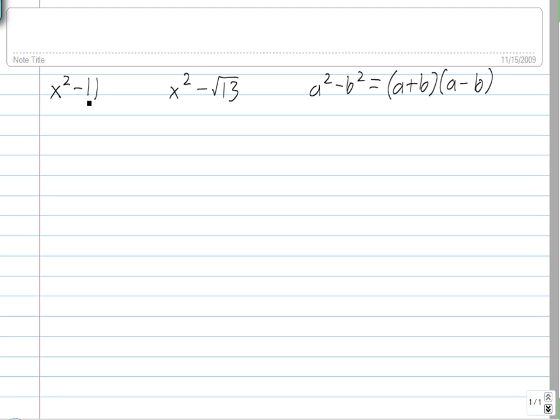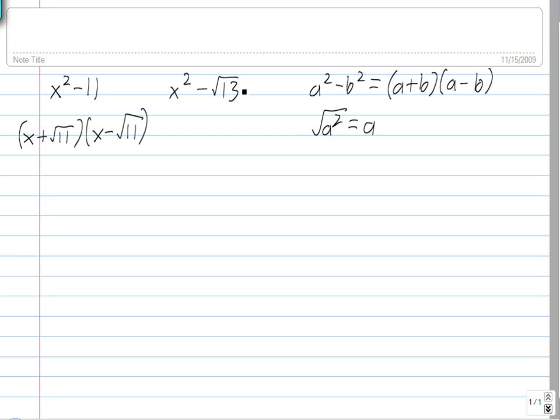So here you may be confused since 11 is not a perfect square, but notice to get from a squared to a, you just take the square root of it. So since 11 is, well, actually b squared, 11 is b squared. We actually need to take the square root of 11 to get b. So this will convert into x plus the square root of 11 and x minus the square root of 11.